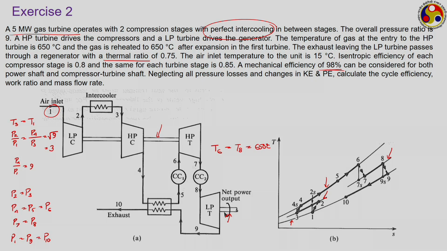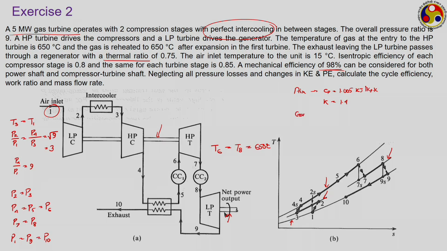Now, as intercooling is perfect, we can go step by step. For process 1 to 2, we can easily write T2S upon T1 equal to P2 upon P1 to the power k minus 1 by k. Some additional information which I have not noted here is given. For air we have Cp equal to 1.005 kilojoule per kg Kelvin and k equal to 1.4 for the compression side, that is for both LP and HP compressors.